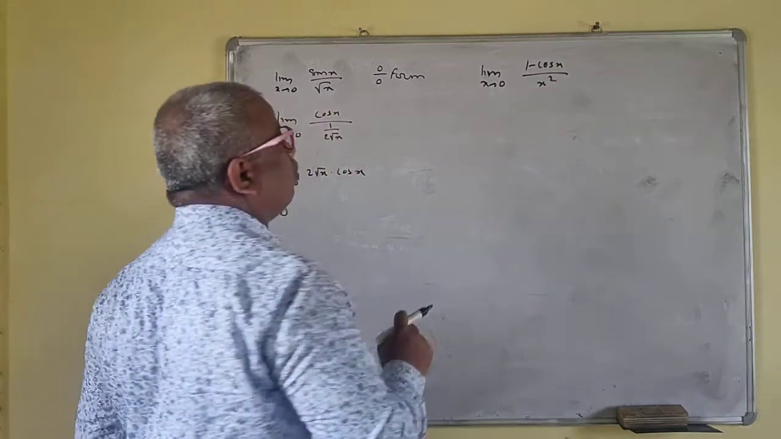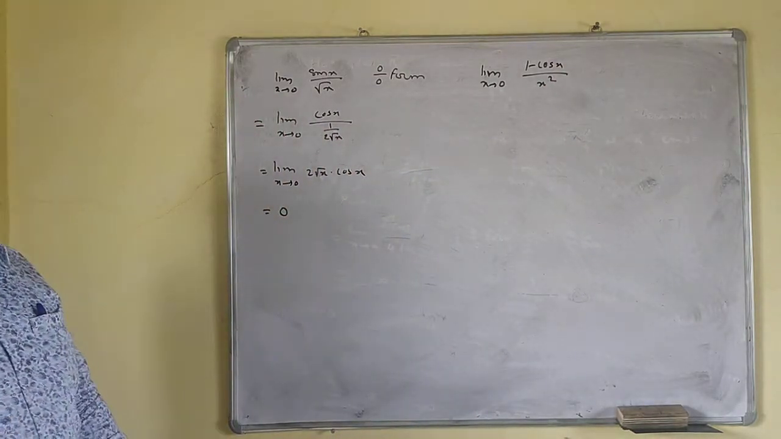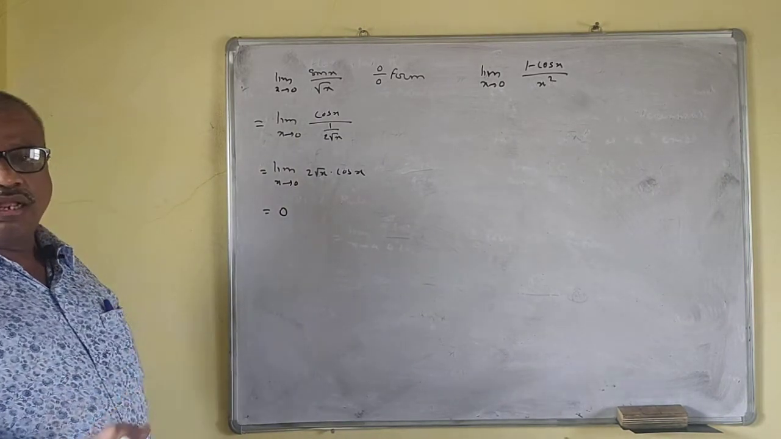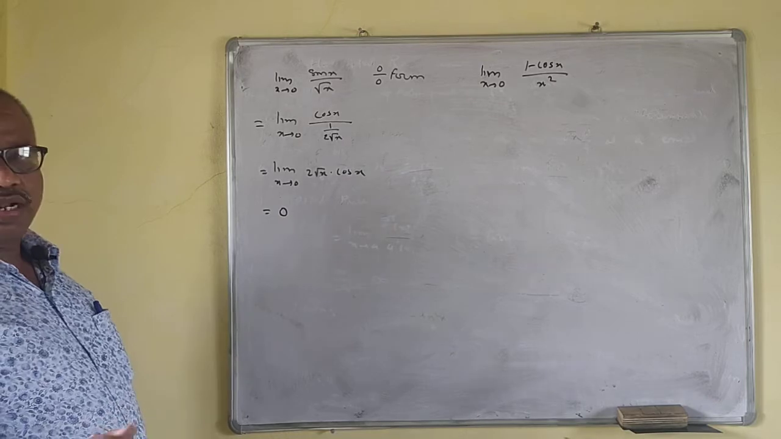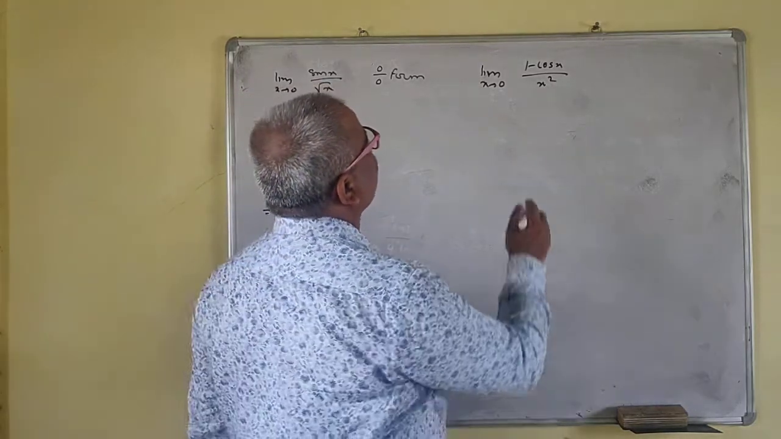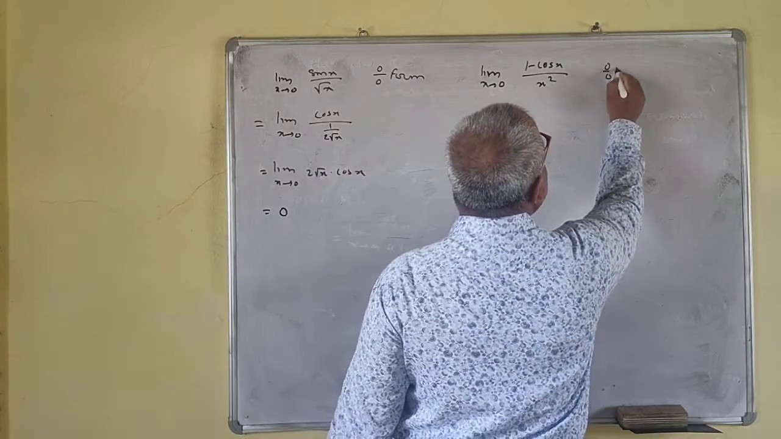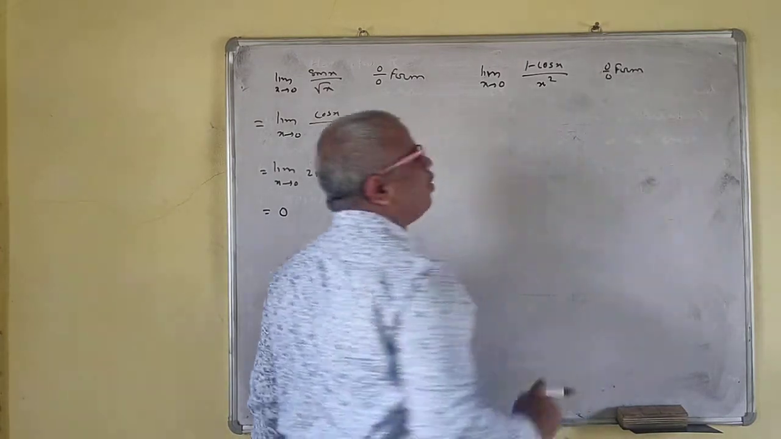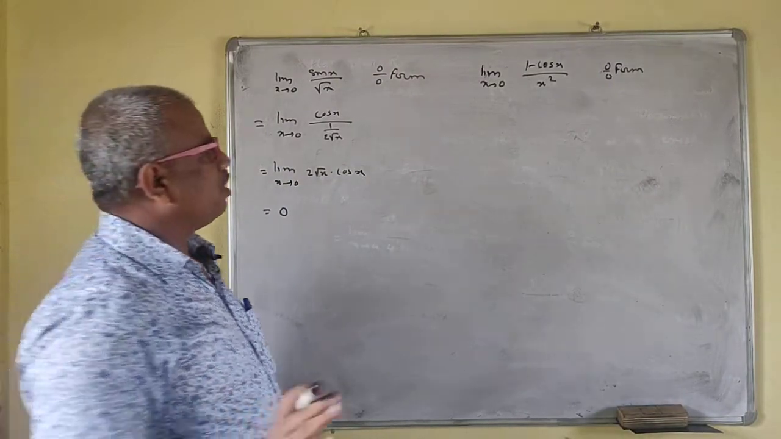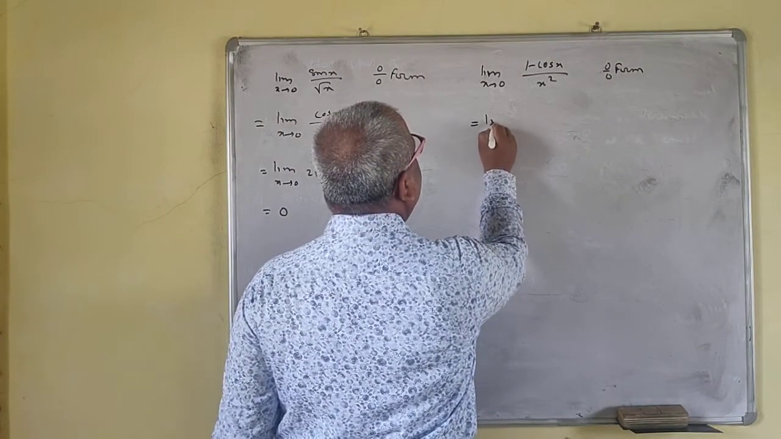In the previous one, you have to apply 1 minus cos x is 2 sin square x by 2, and then rearrange the angle of the trigonometric function. So here we don't have to do anything now. Just check, this is what? 0 by 0 form. If it is 0 by 0 form or infinity by infinity form, you have to apply the L'Hospital rule. So by L'Hospital rule, this is what?